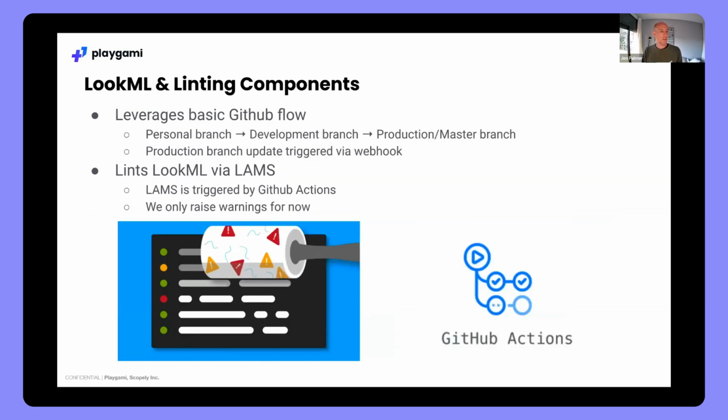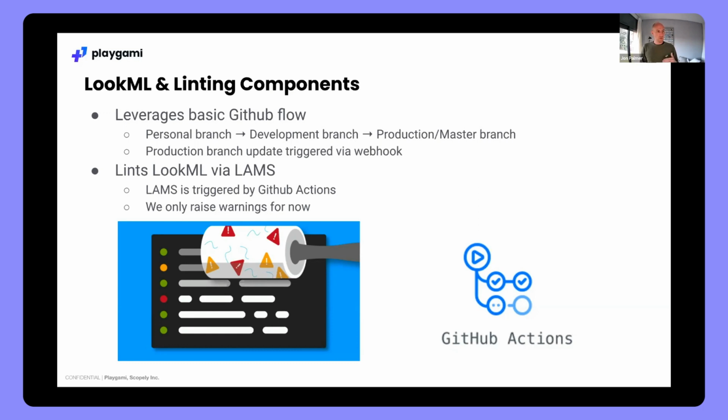So then from the LookML side of things, how does that work? We have the LookML component, and we have a linting component too. Fundamentally, the LookML movement leverages a basic GitHub workflow. Users will work in their personal branch. They will push to the development branch. The development branch is essentially what you call production mode on the development instance. And then from there, they can push from development to the master branch on production. And this is all done via a webhook.